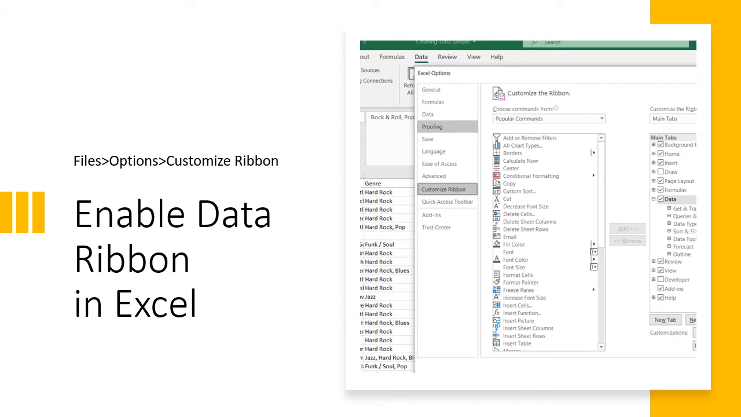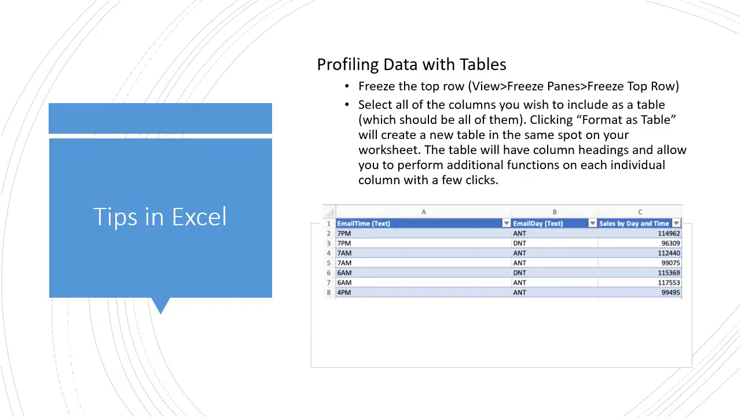If you're using Excel, the first thing you need to check is that you have enabled the data ribbon in Excel. How to do this? Usually you can go to customize ribbon. I'll show you later in the demo. What is important is for you to enable this data tab here.